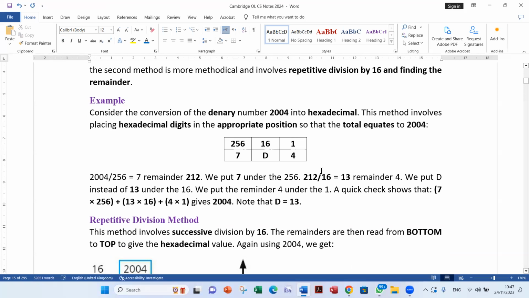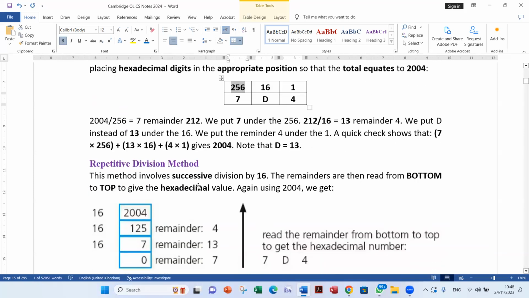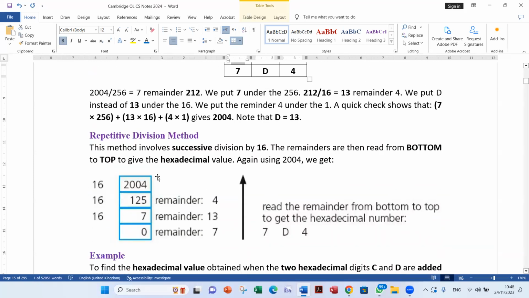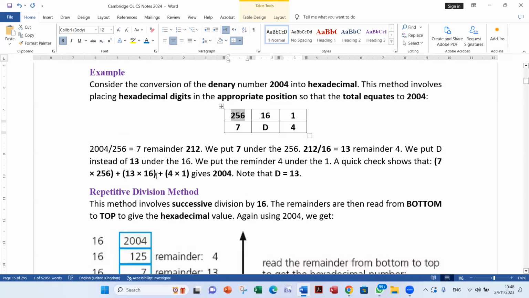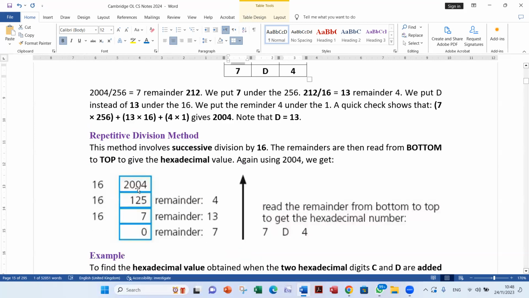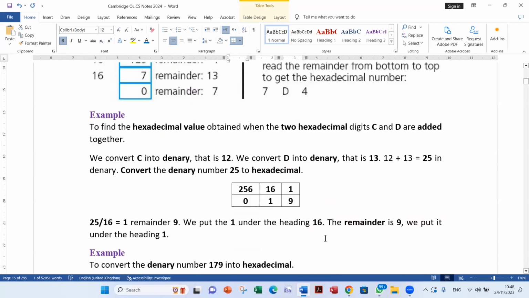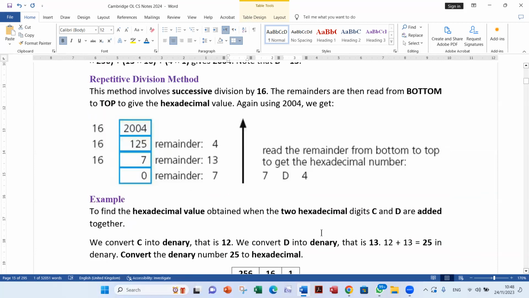However, in realistic exams, they don't go that far. There is what is called the repetitive division method. You divide by 16 and find the remainder. You divide by 16 and take digits 7, 13, 4. You write it as 7D4. Let's not go so much into that. Let us do easier things, because that was the theoretical background. Just leave it aside. Let us go to practical.